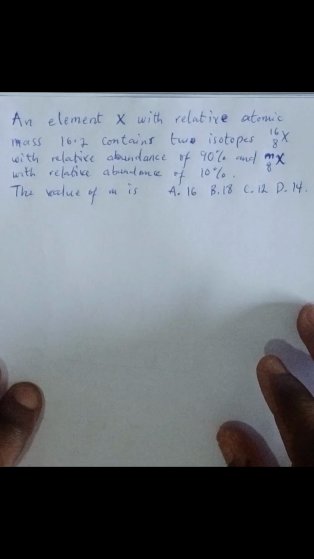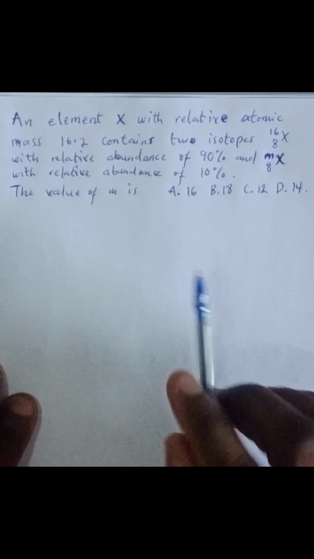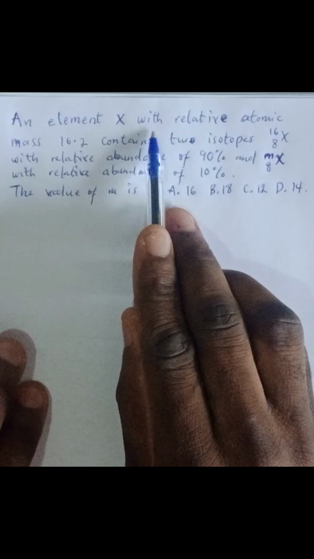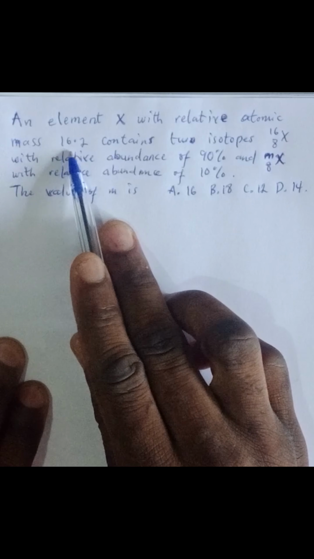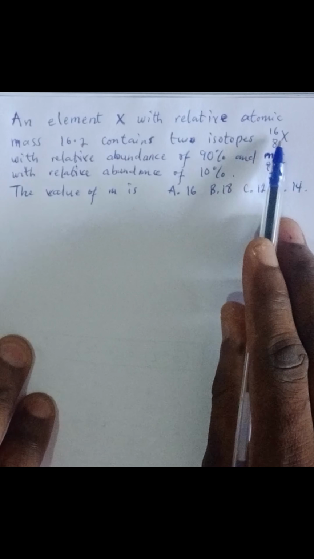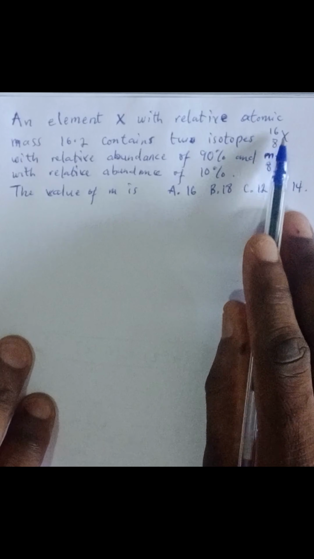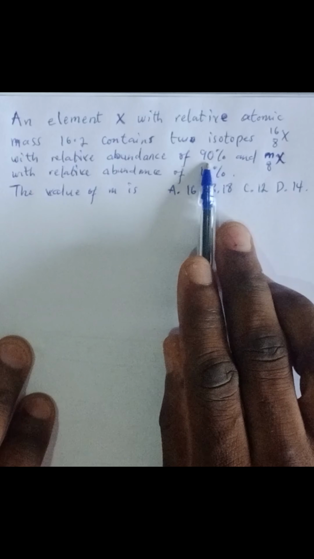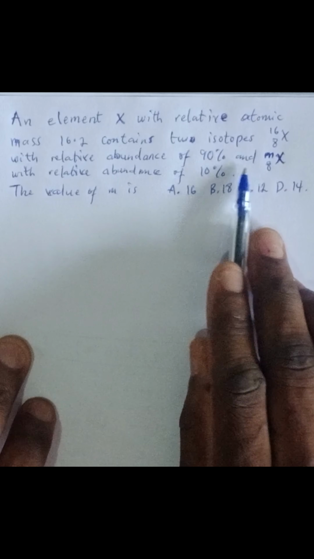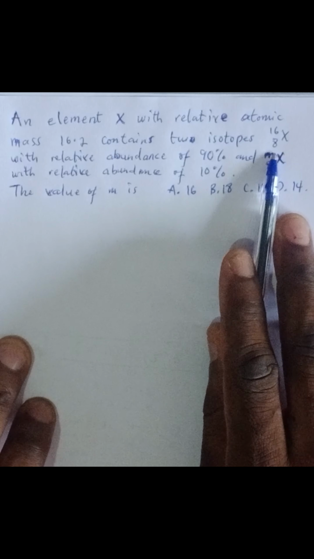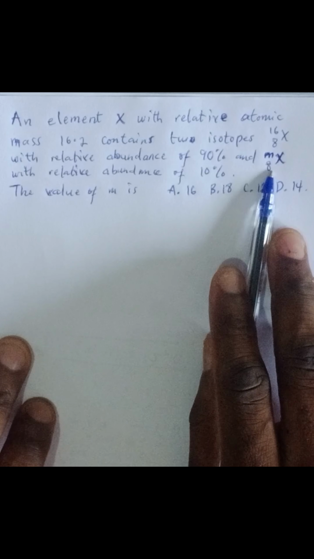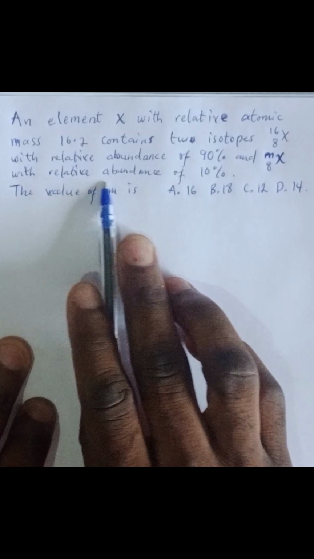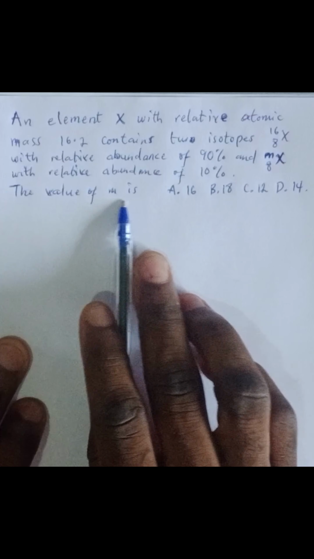Guys, here is another question. The question says an element X with relative atomic mass 16.2 contains two isotopes. The first isotope is X 16, 8 with relative abundance of 90%, and the second one, X, with mass number m and atomic number 8, has relative abundance of 10%. It now asks us the value of m. The value of m is what?